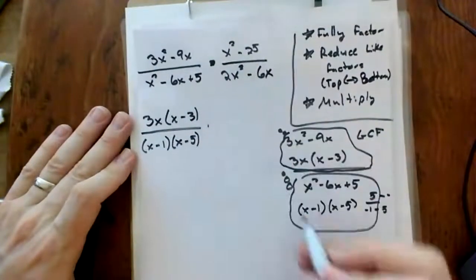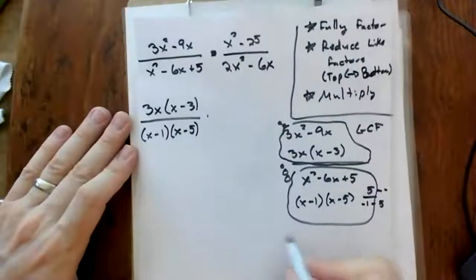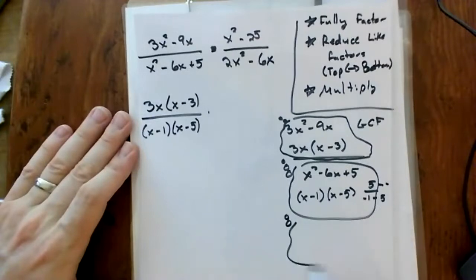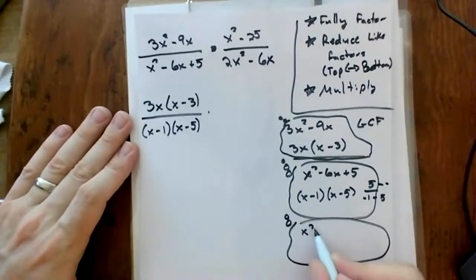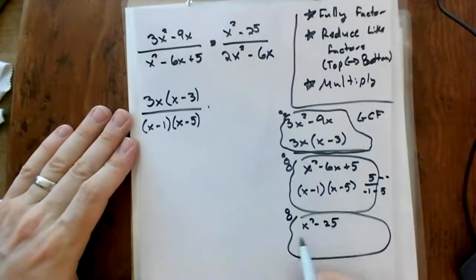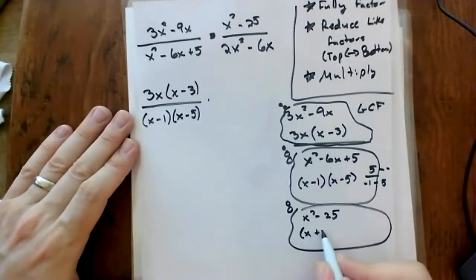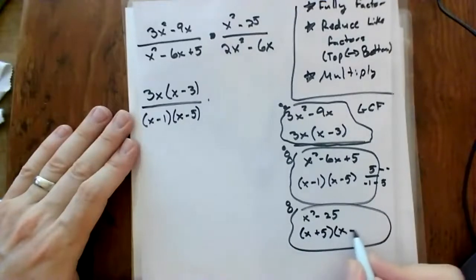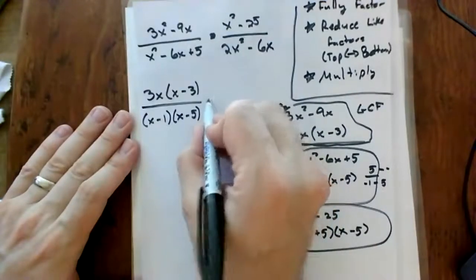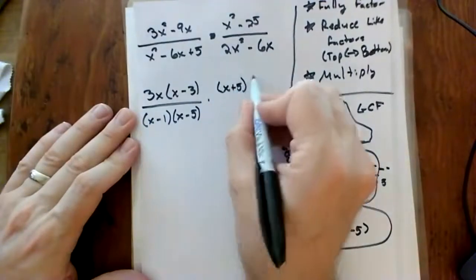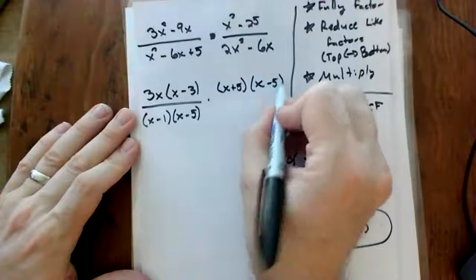Okay, x squared minus 25. So with our x squared minus 25, this is the difference of squares. So this is just going to be x plus 5 times x minus 5. So x plus 5 times x minus 5.